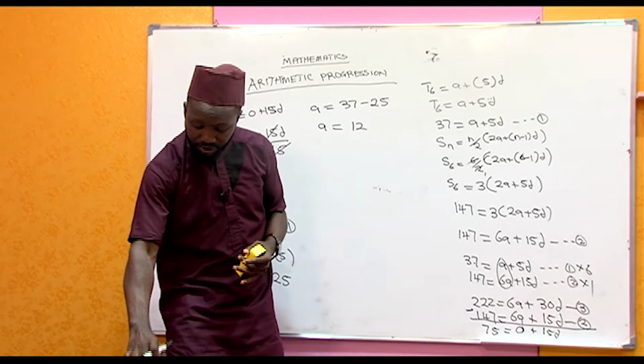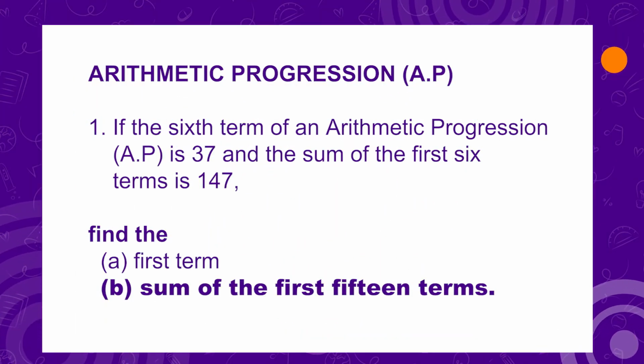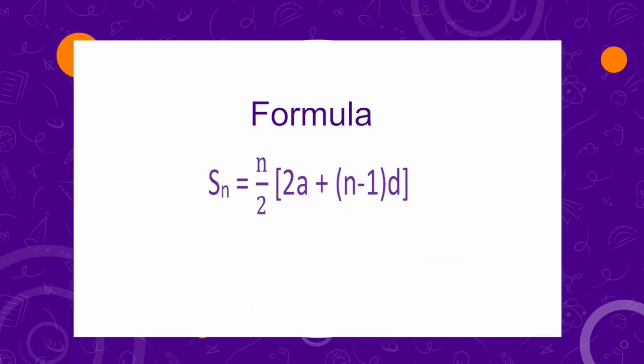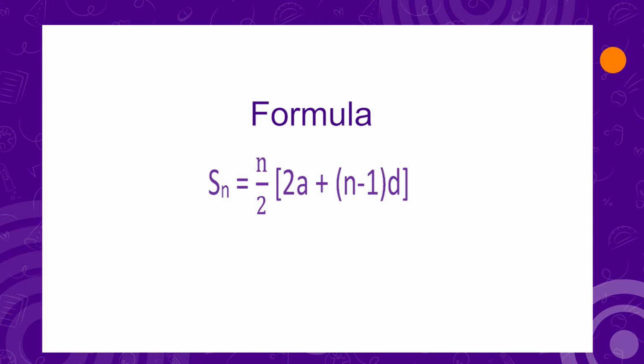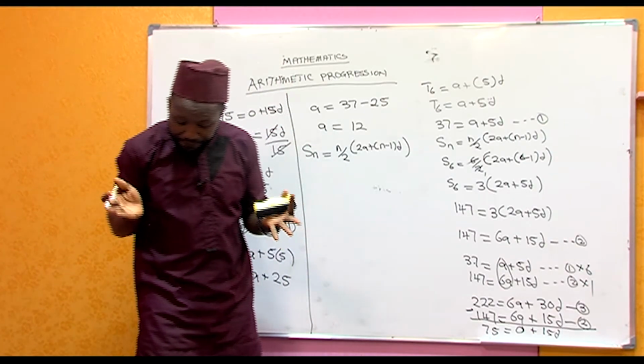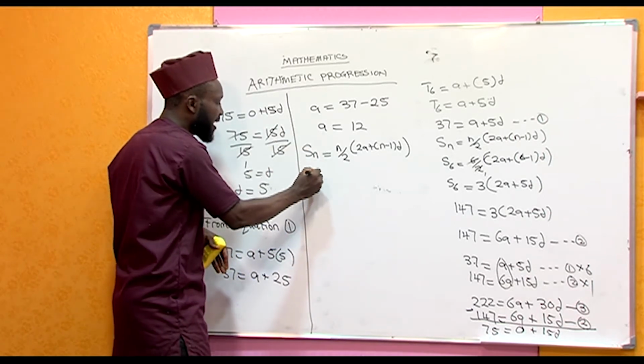For the second question, we are asked to look for the sum of the first 15 terms. Now, remember what I told you. We know the general formula for the sum of n terms. Let me remind you again: Sn is equal to n over 2, open the bracket, 2a plus open the bracket, n minus 1, close the bracket, multiplied by d, and close the bracket.